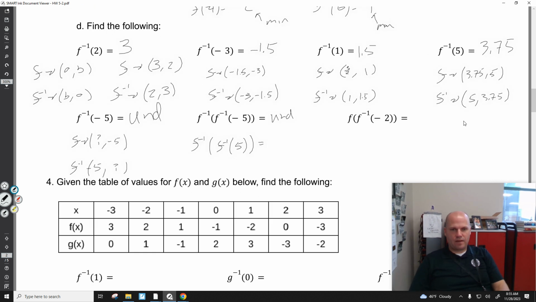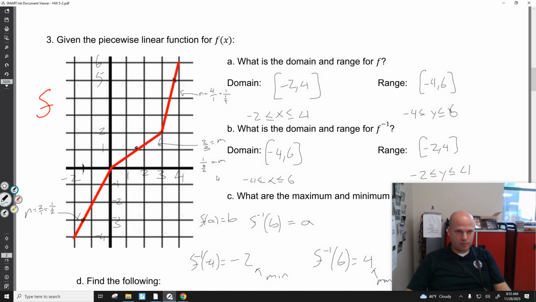We already found f inverse of 5 is 3.75. Now we have to find f inverse of 3.75. That's not going to be easy, but we can do it. So 3.75 is right here. Whoosh. That is up 1.75 from 2. 1.75 is 7/4. So I'm up 7/4 from 2.